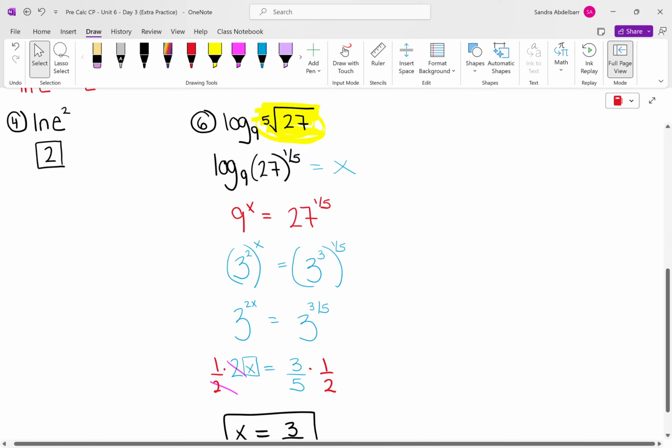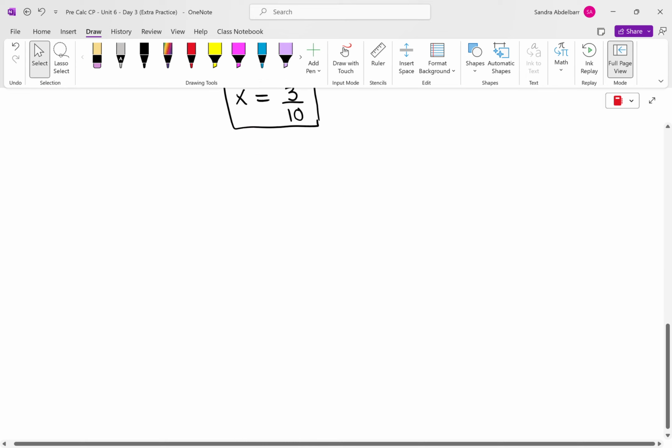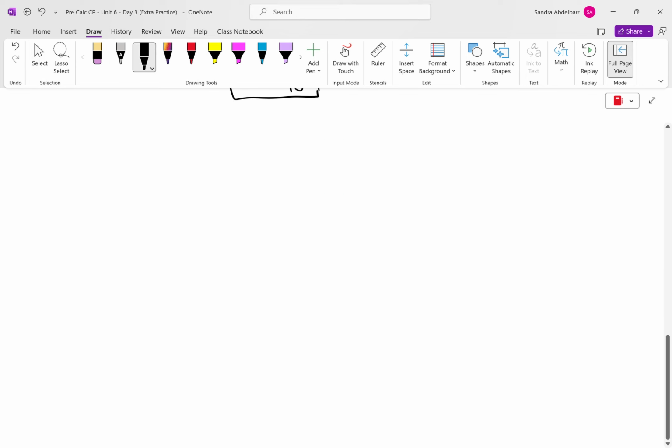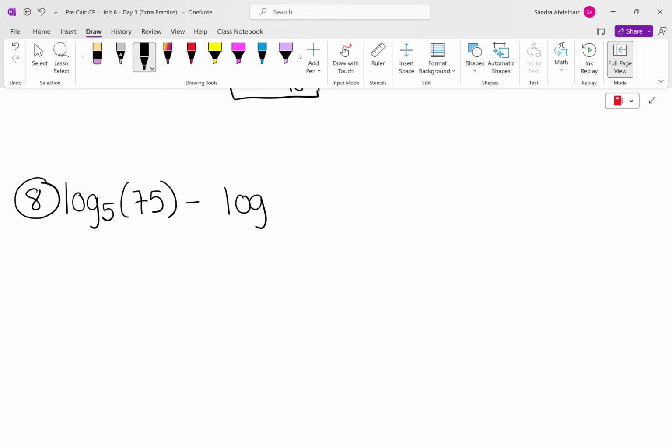All right, can I go on to number 8? So we need to evaluate this, which means I need to get it just to be one number. That's what it means to evaluate, find out what number it is. But because I have both log base 5 and there's subtraction between them, does anybody remember what I can condense it into? Erin?